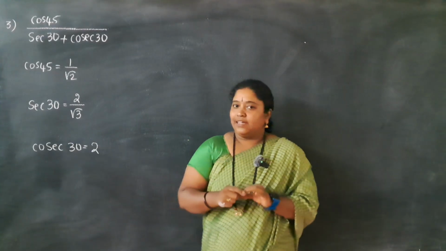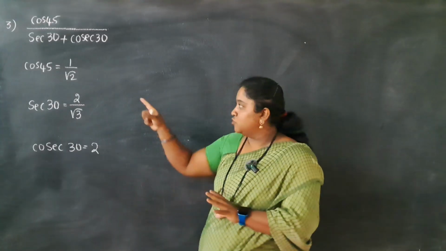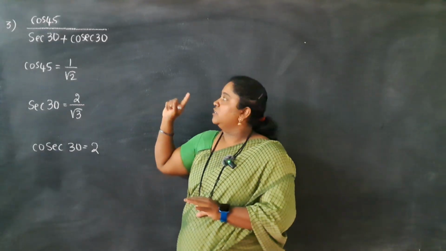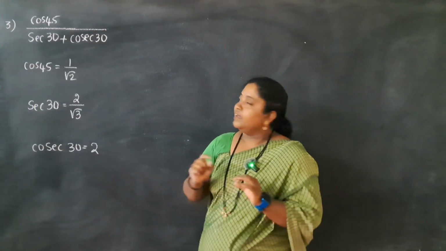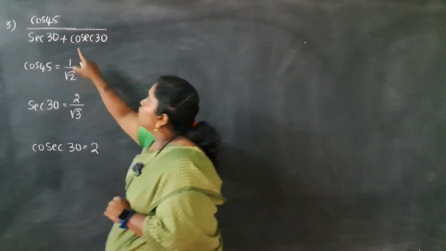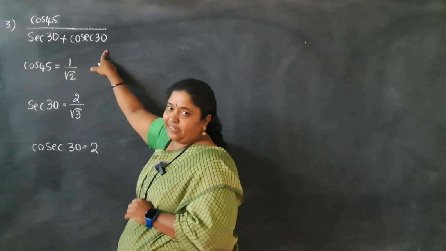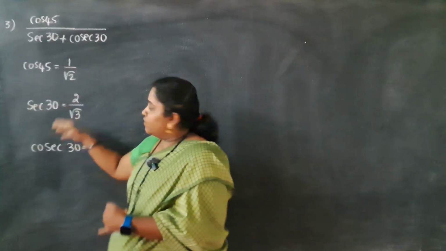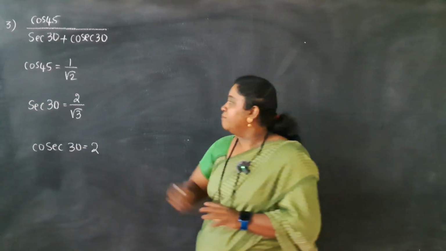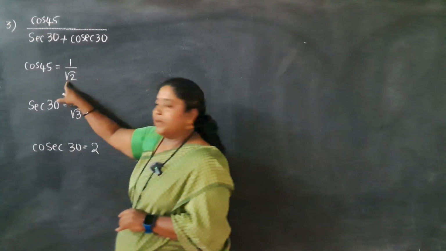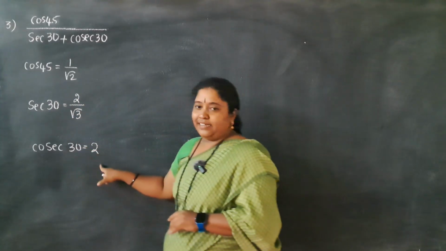Fine. And in the last part, I told you the table is very necessary to understand, because to solve further questions, you need to know the values, dear. Okay, now look at the board. The next question we are going to take is cos 45 divided by sec 30 plus cosec 30, where I have written the values for you, but you have to memorize them, dears. Okay, so cos 45 is 1 by root 2, sec 30 is 2 by root 3, cosec 30 is 2.